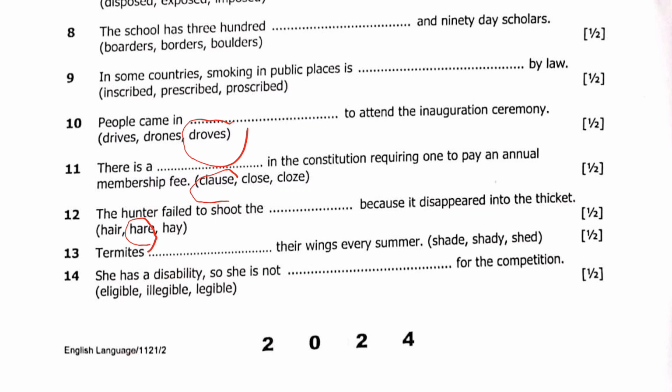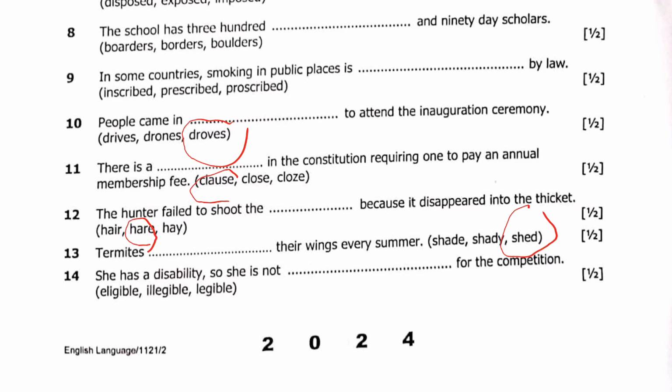13. Termites dash their wings every summer. Is it shed, the first one, shed, or shed? To remove wings, it is to what? To shed. The last one is the answer.